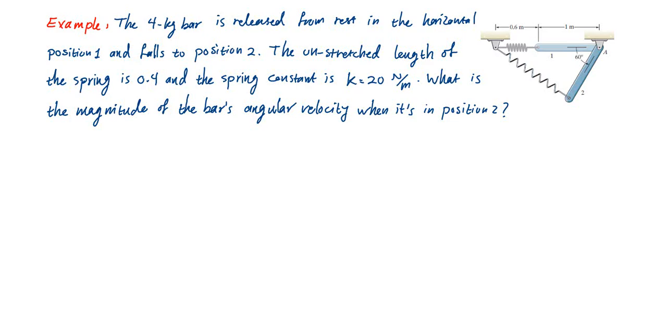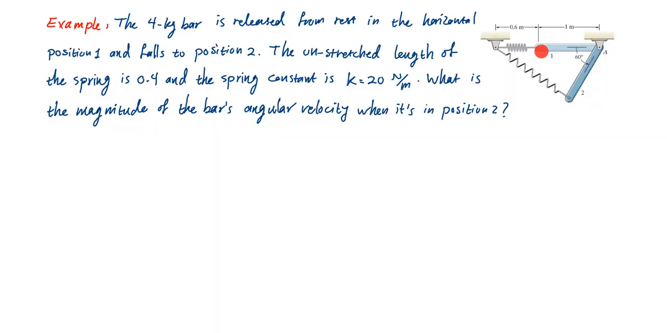So let's take a look at a couple of examples. The first one, we have a 4 kilogram bar. It is released from rest. This is where it is at the beginning. It's released from rest. One side of it is pinned to some fixed structure, some ceiling or some fixed support.